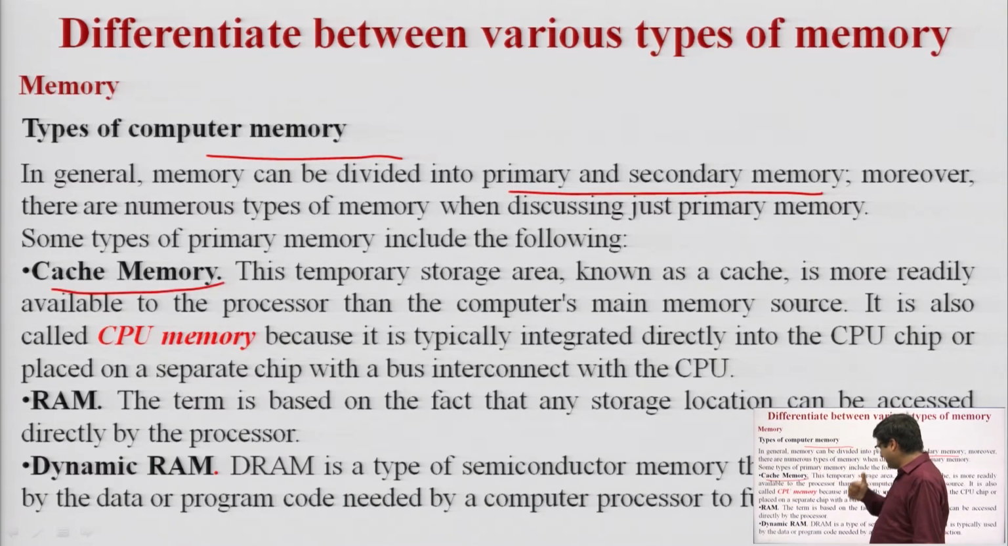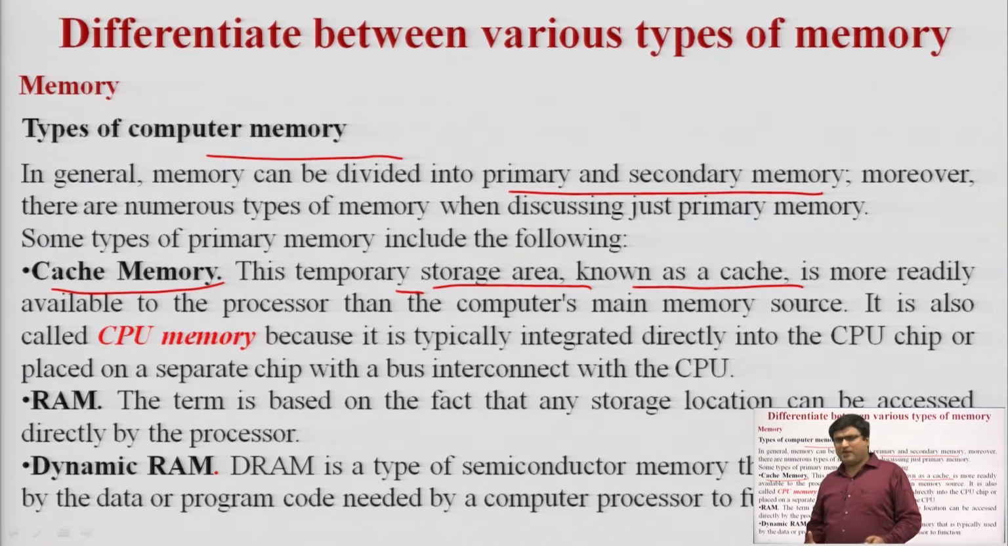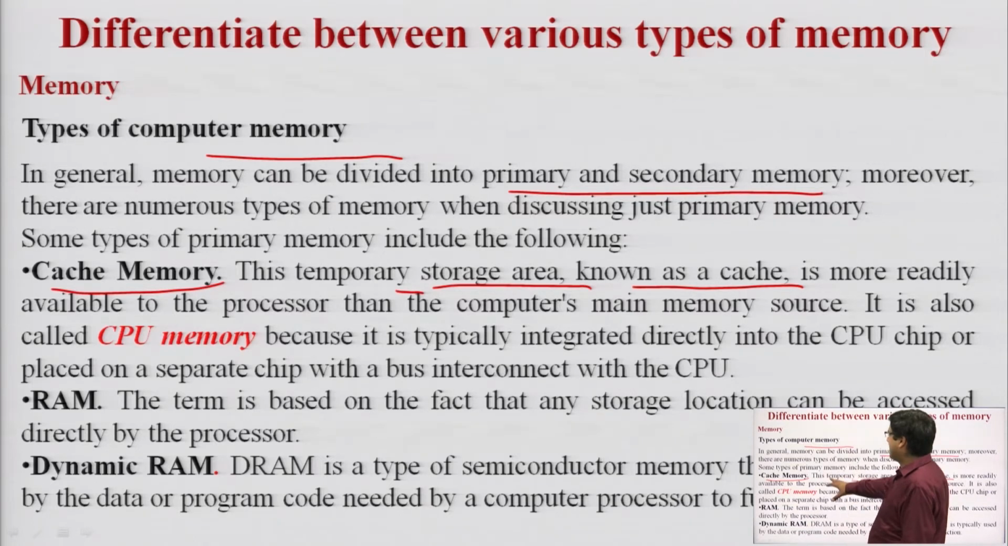In the previous slides we have seen that cache memory is one of the fastest memories among all the memory utilized in our IoT based system. So this is a temporary storage area known as a cache. Basically, the temporary information we are executing utilizes the cache memory. So it is more readily available to the processor than the computer main memory. So it is also called CPU memory.